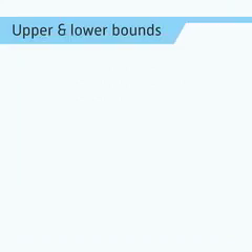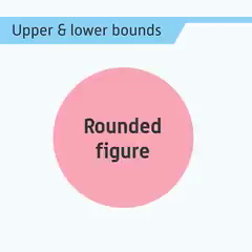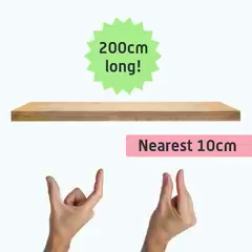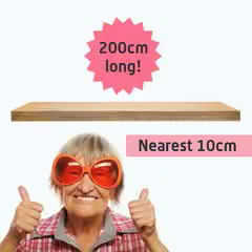In this chapter, we look at how to find the upper and lower bounds when we're given a rounded figure. If you bought a piece of wood that was advertised as being 200 centimetres long to the nearest 10 centimetres, the plank might be a little longer or shorter than 200 centimetres. But it could still be correct to describe it as being 200 centimetres to the nearest 10 centimetres.